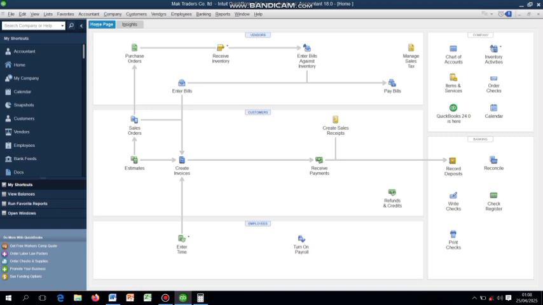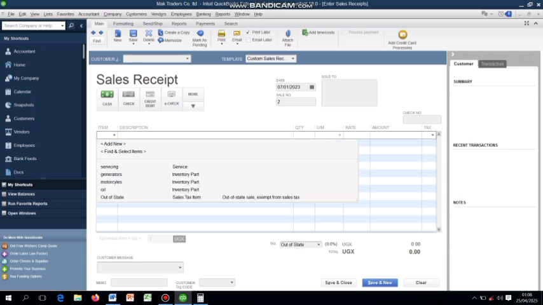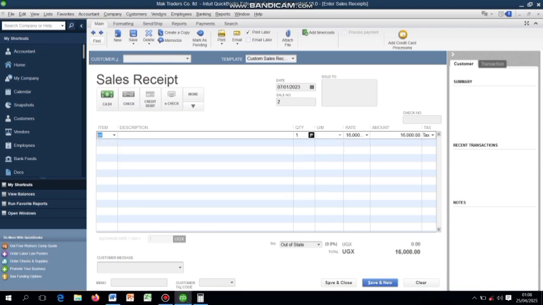Sold 10 liters of engine oil and service 5. So these are sales. I'll take it that it was cash, since they didn't say either cash or by check. So I'll come to create sales receipt. I'll assume it was cash. I'll come to the item they bought: 10 liters of engine oil.